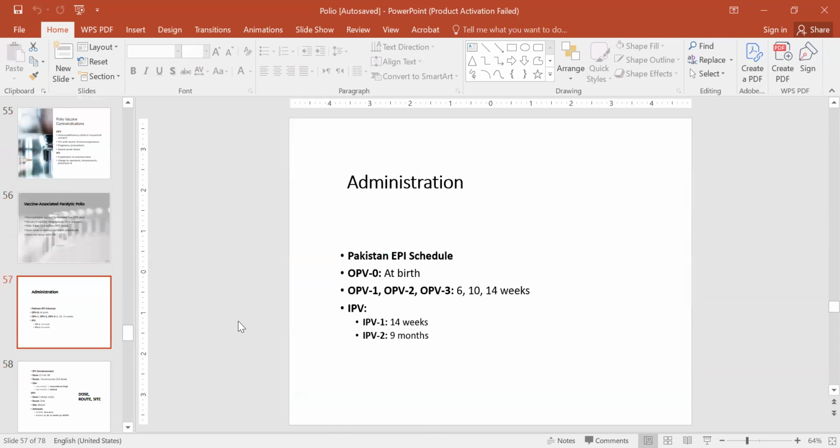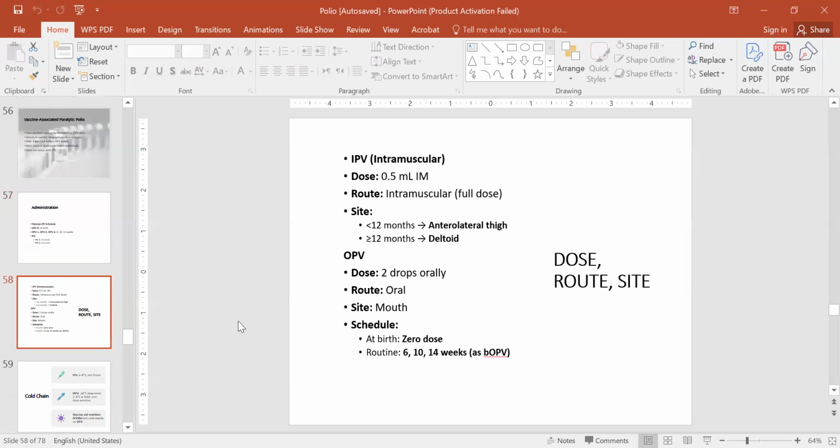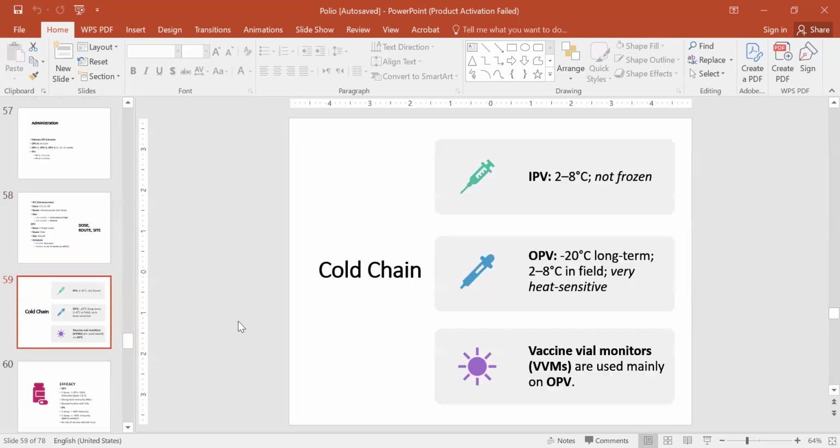So the polio schedule in the EPI schedule is OPV 0 at birth, and OPV 1, 2, 3 are given at 6, 10, and 14 weeks respectively. IPV is given at 14 weeks and sometimes at 9 months as well. The dose of IPV is 0.5 ml given intramuscularly, and the site is the anterolateral thigh in children less than 12 months and the deltoid for children more than 12 months. OPV is given orally, 2 drops, and the schedule is a 0 dose at birth and then 6, 10, and 14 weeks as discussed earlier.